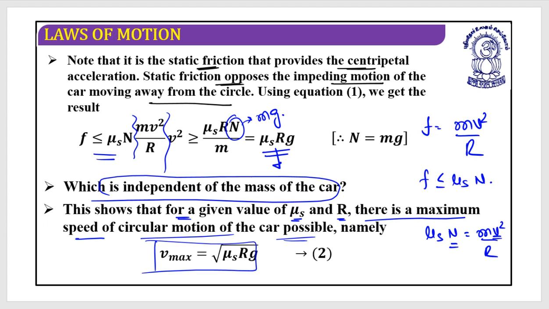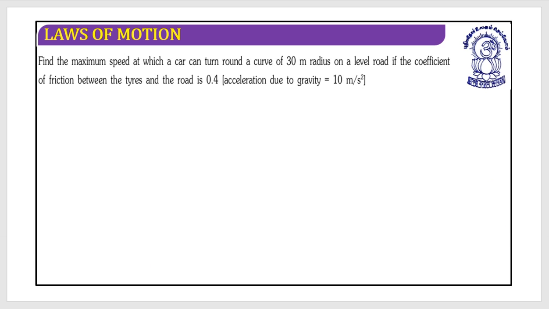So this is the maximum safe speed on the level road, and that can be given as under root of mu_s into r g. Let's have one numerical on this. It says: find the maximum speed at which a car can turn round a curve of 30-meter radius. R is given.